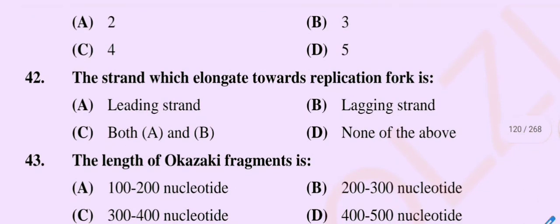Question number 42. The strand which elongates towards the replication fork is option A leading strand, option B lagging strand, option C both A and B, option D none of the above. So the correct option is option A leading strand.